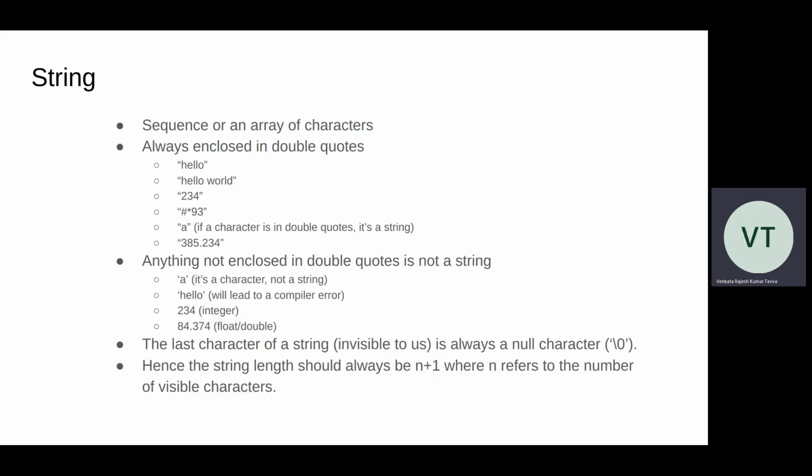String should always be in double quotes. Character can be in single quotes or double quotes, but if it's in double quotes, it becomes a string. Okay, that's the difference. Anything not enclosed in double quotes is not a string. If 'A' is put in single quotes, it's a character, not a string. This word hello, if you put it in single quotes, it will lead to a compiler error. If you don't put it in any quotes, it will be treated as an identifier. If you put it in double quotes, it becomes a string. And again, with no quotes, a digit sequence is a number.